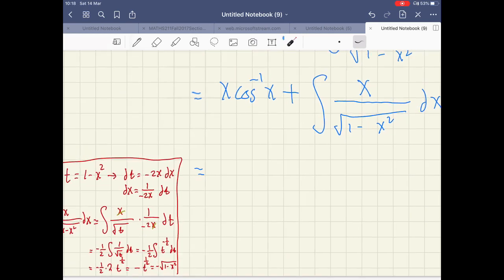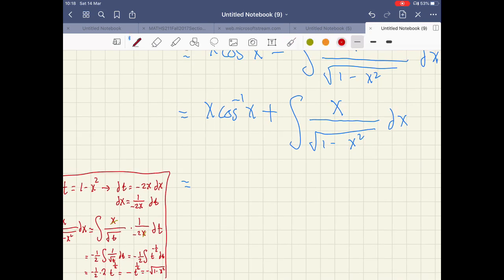So the final answer up here, I'm sure it will be just this one: x cosine inverse x minus square root of 1 minus x squared plus c. Please try to solve this question by yourself at home, and let me know in the comments if you get the same answer as I get it here. Thank you.